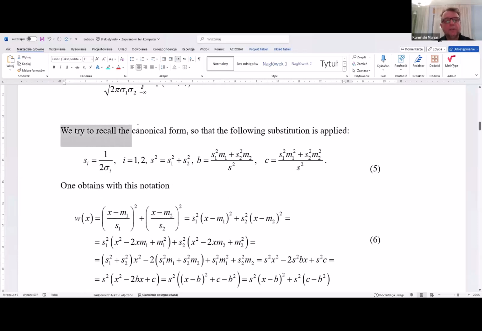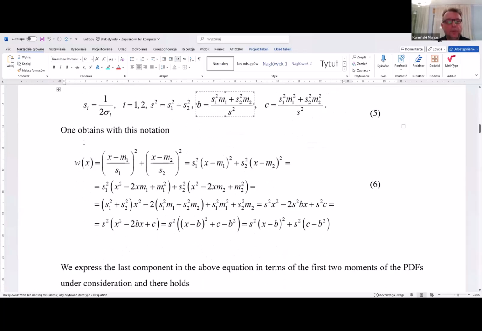Now we are going to transform everything to the canonical form, and we apply some tricky substitution. This tricky substitution is not common for all pairs of different distributions. So we insert some inversion of standard deviations of both distributions, and the coefficients B and C, which are some algebraic combinations of probabilistic moments of these two distributions.